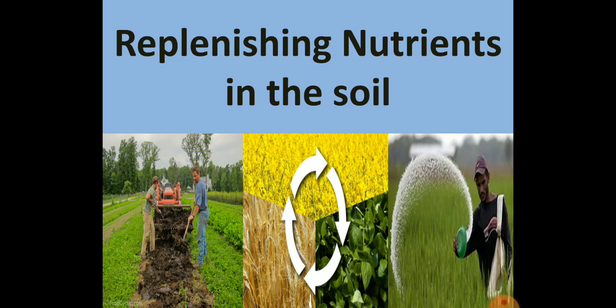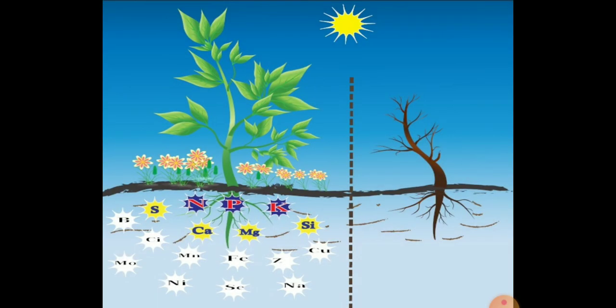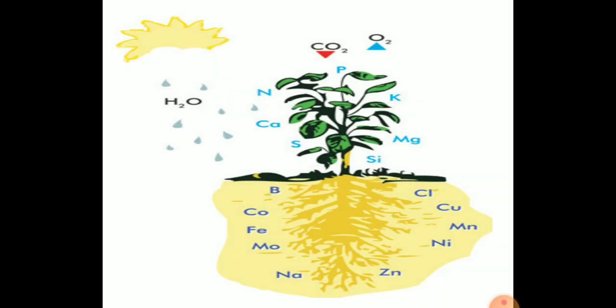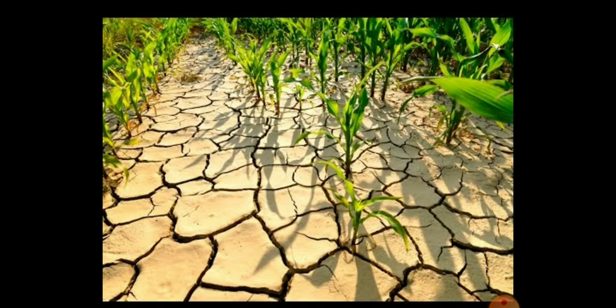Have you seen farmers spreading manure or fertilizer in the fields, or gardeners using them in lawns or in pots? Do you know why this is done? You learned that plants absorb minerals and nutrients from the soil. And if crops or plants are grown year after year, the soil will become deficient in nutrients.